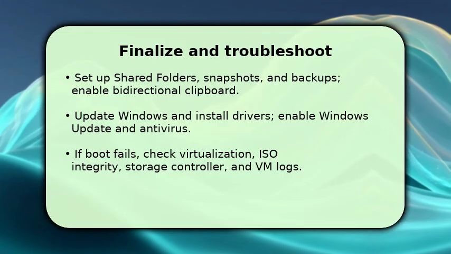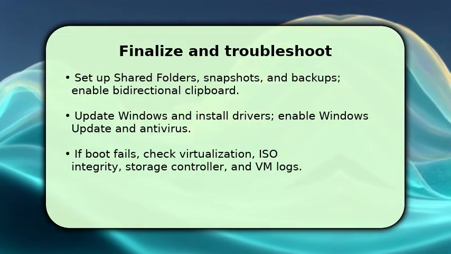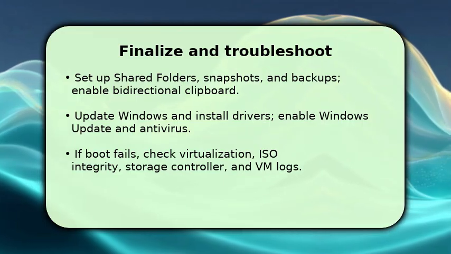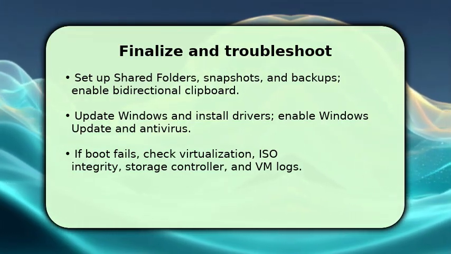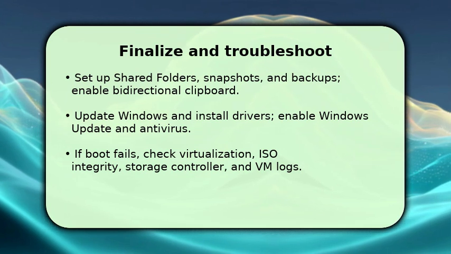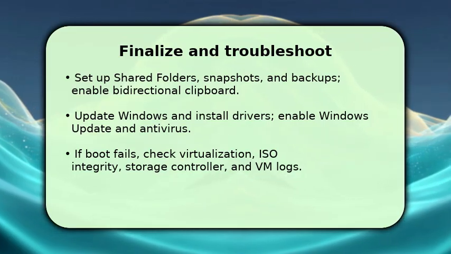If something breaks, the most common fixes are: confirm host virtualization is enabled, verify the ISO checksum, switch storage controller type, IDE versus SATA, and review VirtualBox logs for errors. If networking fails, toggle NAT versus bridged and reboot both host and guest.